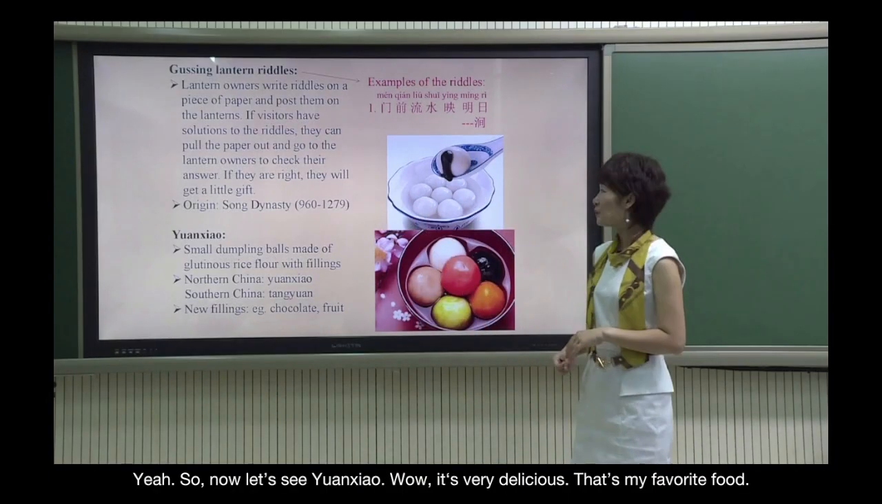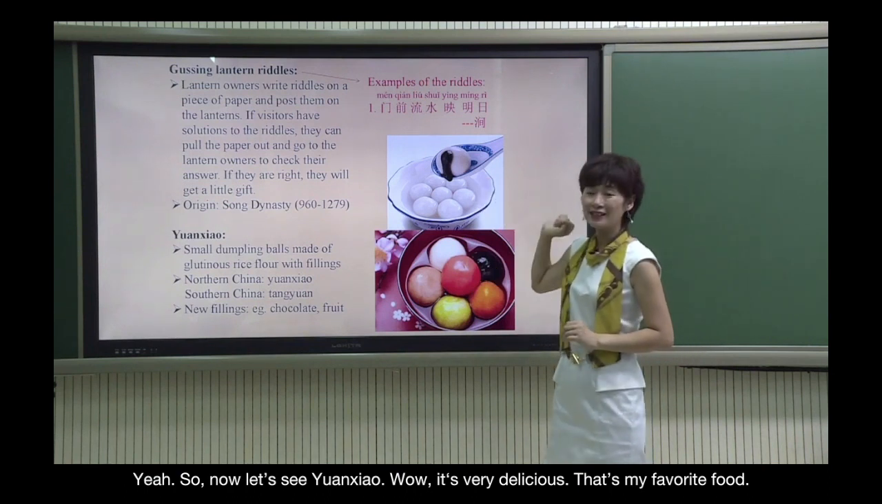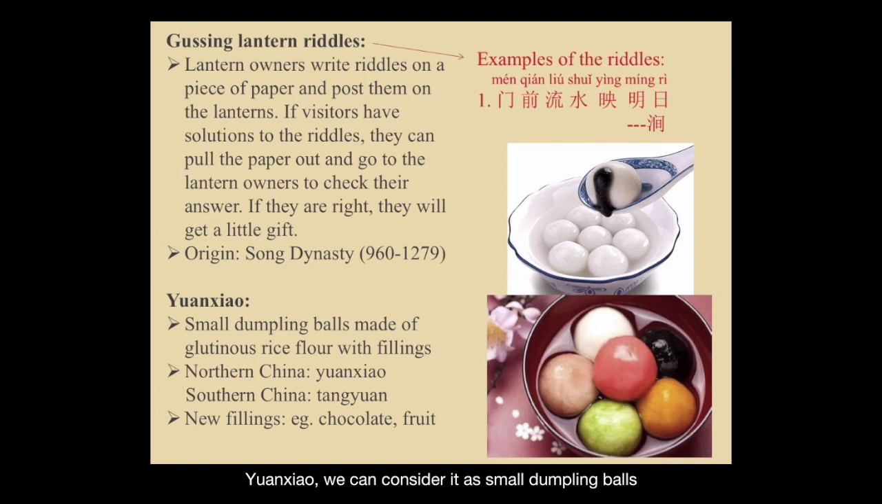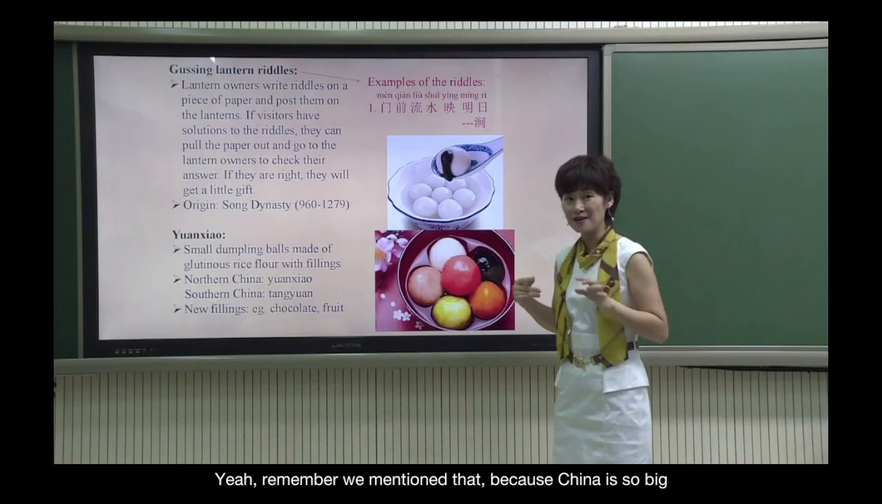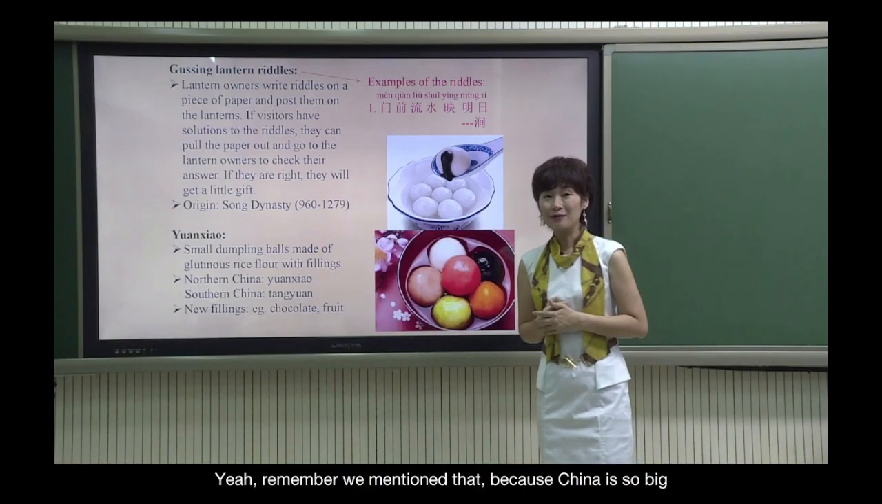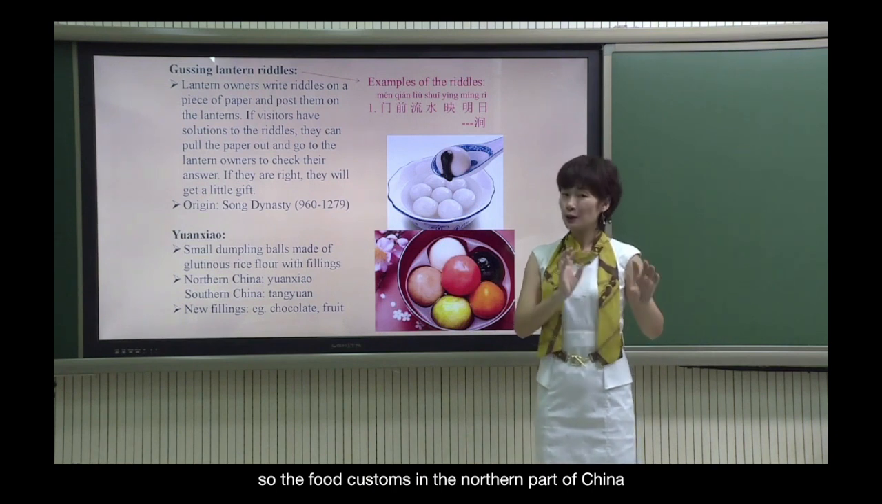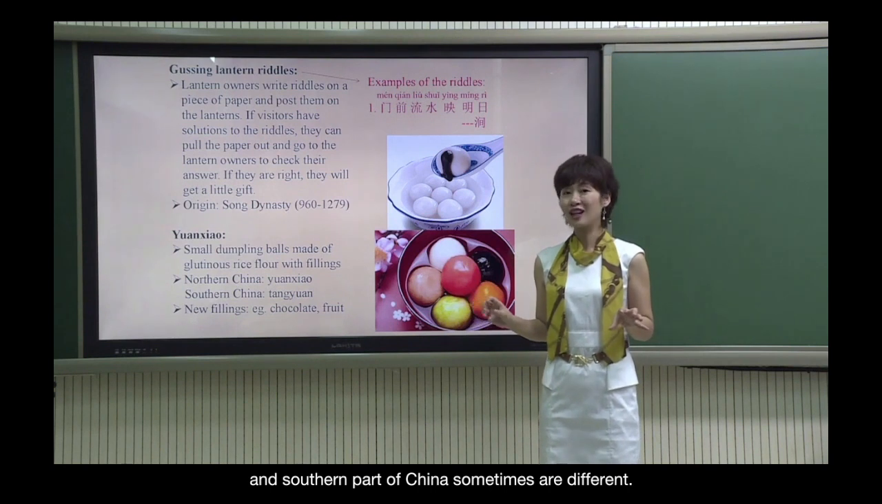Yeah, and now let's see, 元宵. Wow, it's very delicious. That's my favorite food. 元宵, we can consider it as small dumpling balls made of glutinous rice flour with fillings. In northern China, people call it 元宵. Remember we mentioned that because China is so big, the food customs in the northern part of China and the southern part of China are sometimes different.